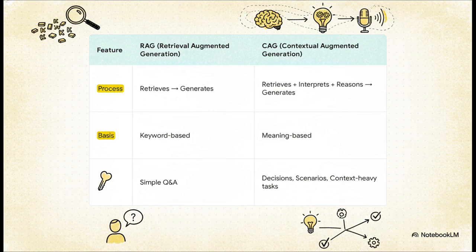And the crucial difference is laid out perfectly right here. RAG's process is a simple two-step. It retrieves, and then it generates. But look at CAG. It adds two critical steps right in the middle, interpret and reason. So while RAG is great at finding relevant passages, CAG operates on a much deeper level. It synthesizes the meaning from across all those passages, and that's why RAG is good for simple Q&A, but for complex decisions and scenarios, you really need CAG.